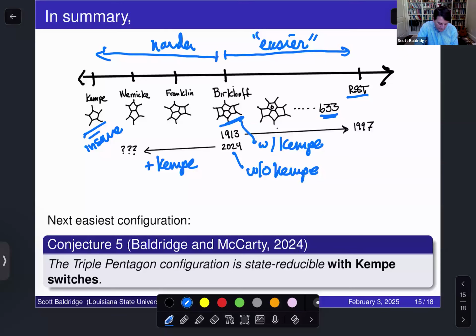So while Ben and I have worked it out, without Kempe switches, these are still impossible. But with Kempe switches, we think that this is the beginning of the end. In other words, Birkhoff in 1913 was the beginning of the end for using Kempe switches, and 2024 was the beginning of the end with using Kempe switches, but with state reducibility as the new thing that we've introduced. Now, so here's a good conjecture. The triple pentagon, i.e. this one, is state reducible with Kempe switches.